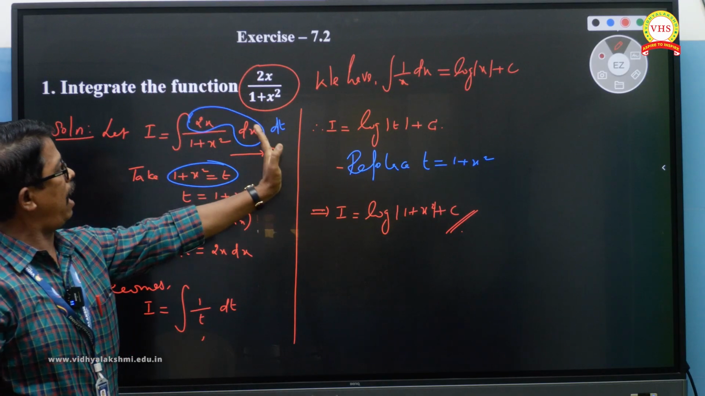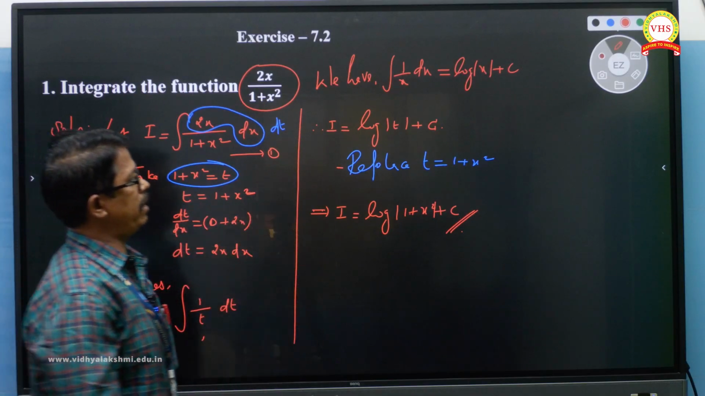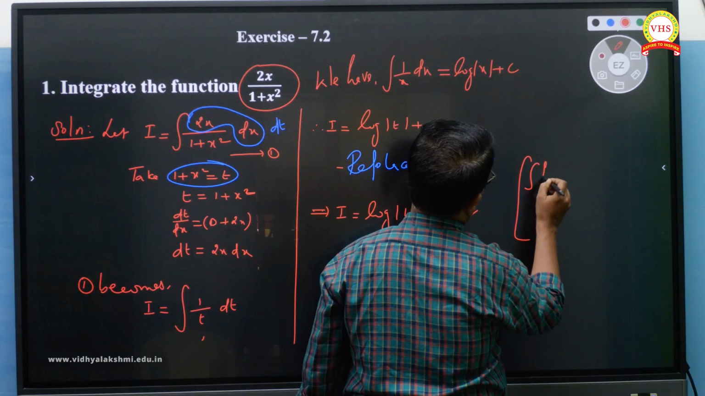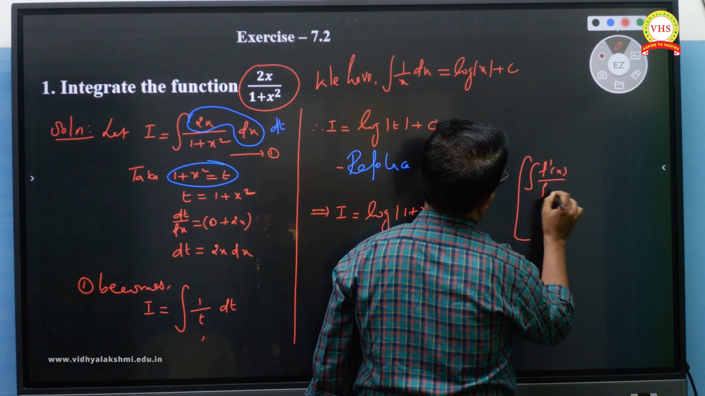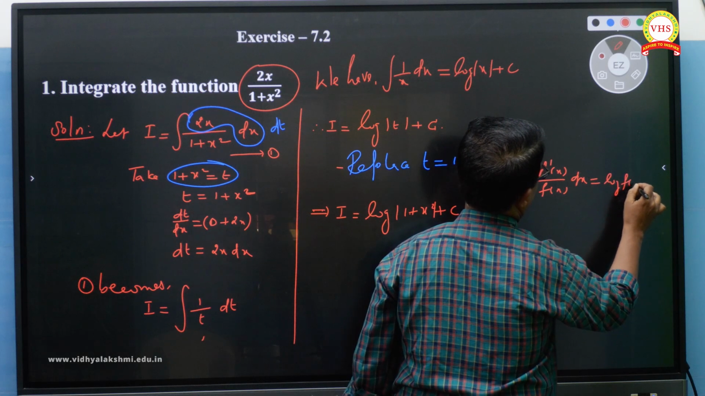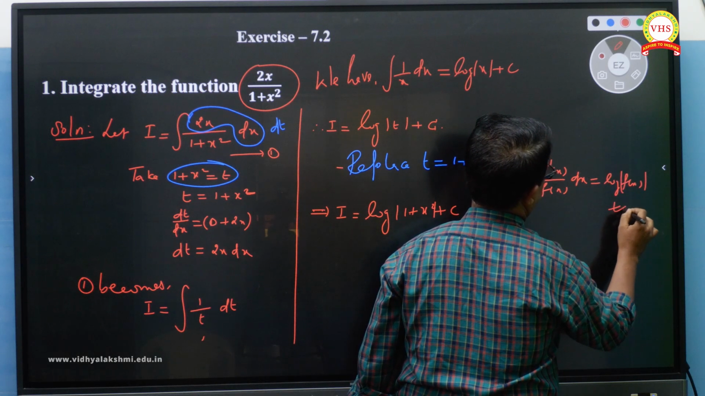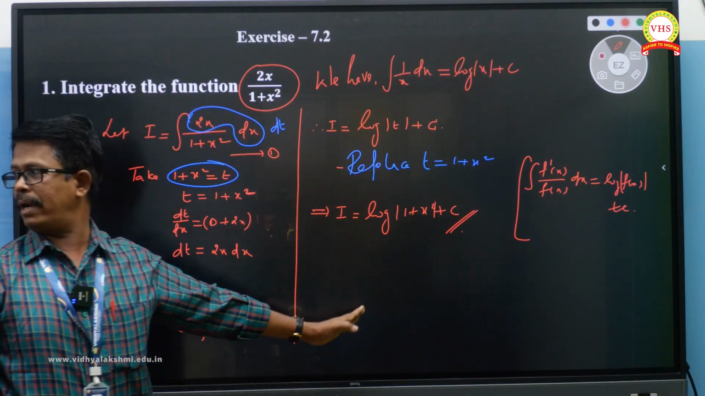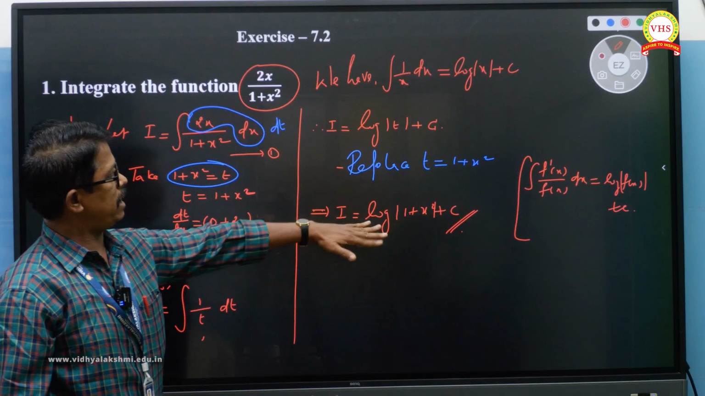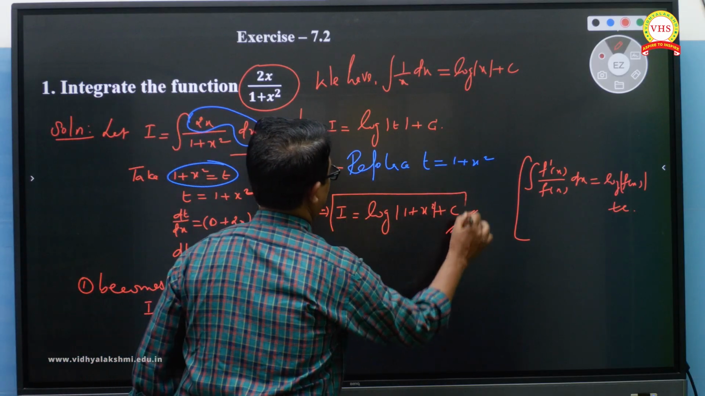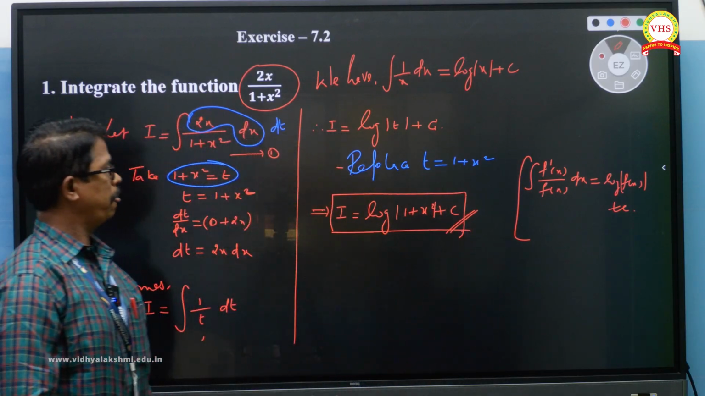After completion of this indefinite integral, we are going to see another method. That is the formula: the integral of f dash of x by f of x dx is equal to log of f of x. This is one of the fastest methods. We are not using the substitution method here, but we will see this one later. This is the solution of the first question: log of 1 plus x square plus c.